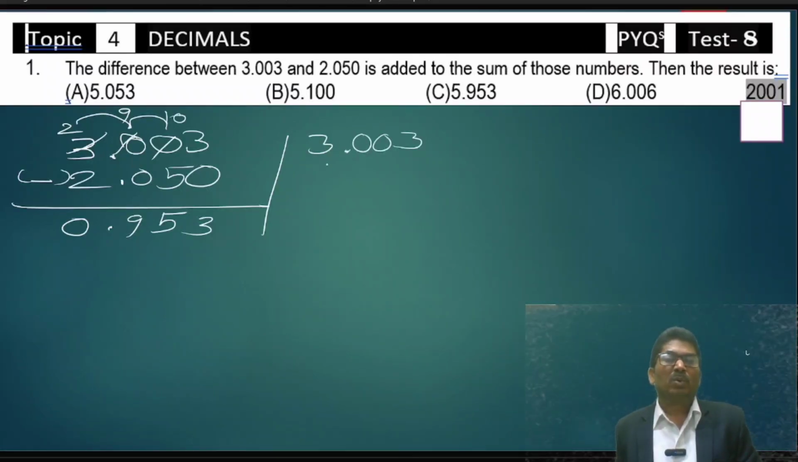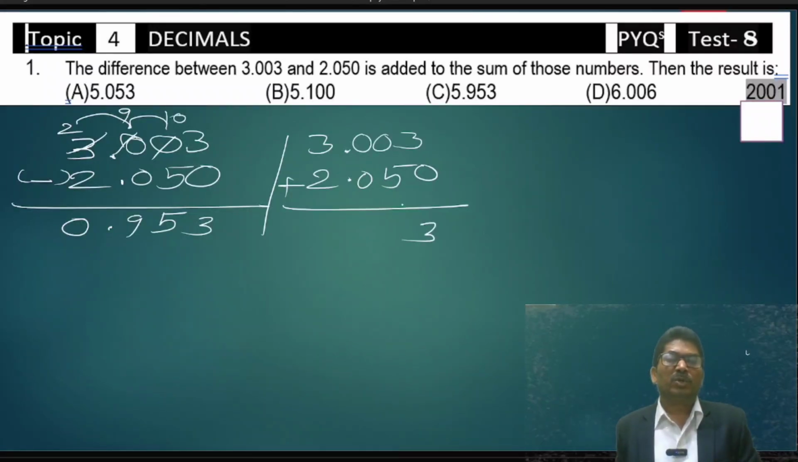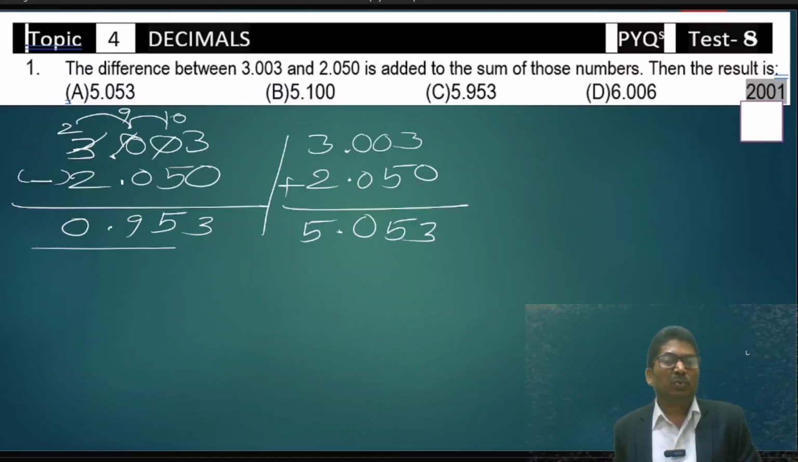3.003, 2.050. 3 plus 0, 3. 0 plus 5, 5. 0. 3 plus 2, 5. Here we have these two results. This is 1. This is 2. Now we have to sum these two results. What is the result here?